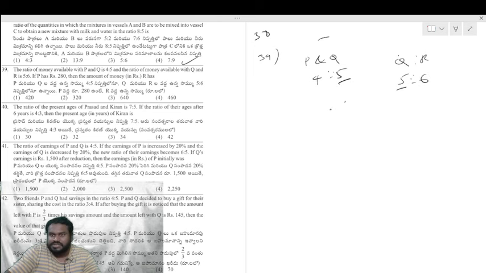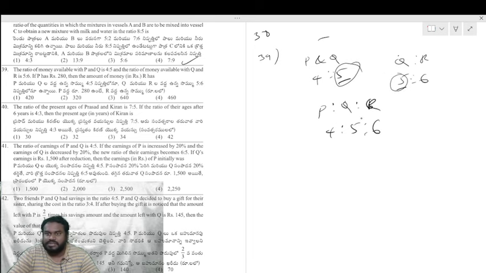Here Q is the same in both, so you can directly write P is to Q is to R as 4 is to 5 is to 6. If the two Q values were not the same, you would have to make them the same to get P is to Q is to R. So we got it. Now, if P has rupees 280, so 4 parts is 280.